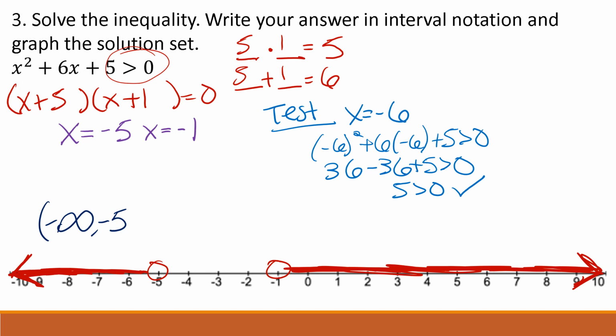Bracket or parentheses? Parentheses, open circle. And then next we need our union. Our next interval starts at -1. It's going to be another parentheses because open circle. And then it goes off to positive infinity. That right side of the graph goes on forever.